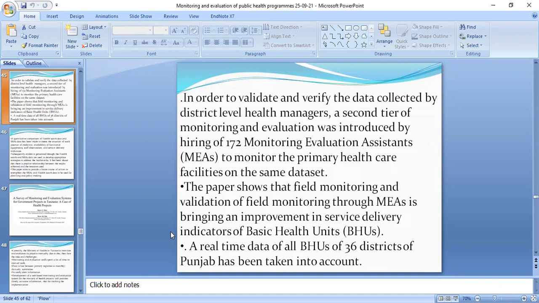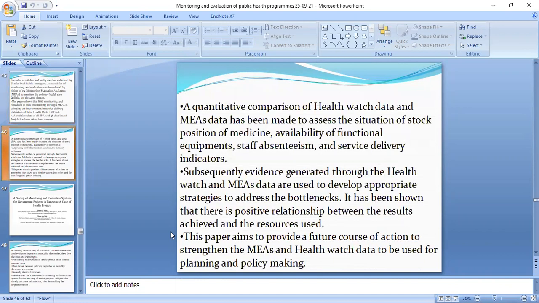Real-time data of all BHUs of 36 districts of Punjab has been taken into account. A quantitative comparison of Health Watch data and MEAs data has been made to assess the situation of stock, position of medicine, availability of functional equipment, staff absenteeism, and service delivery indicators. Subsequently, evidence generated through the Health Watch and MEAs data is used to develop appropriate strategies to address the bottlenecks. It has been shown that there is a positive relationship between the results achieved and resources used. This paper aims to provide a future course of action to strengthen the MEAs and Health Watch data to be used for planning and policy making.